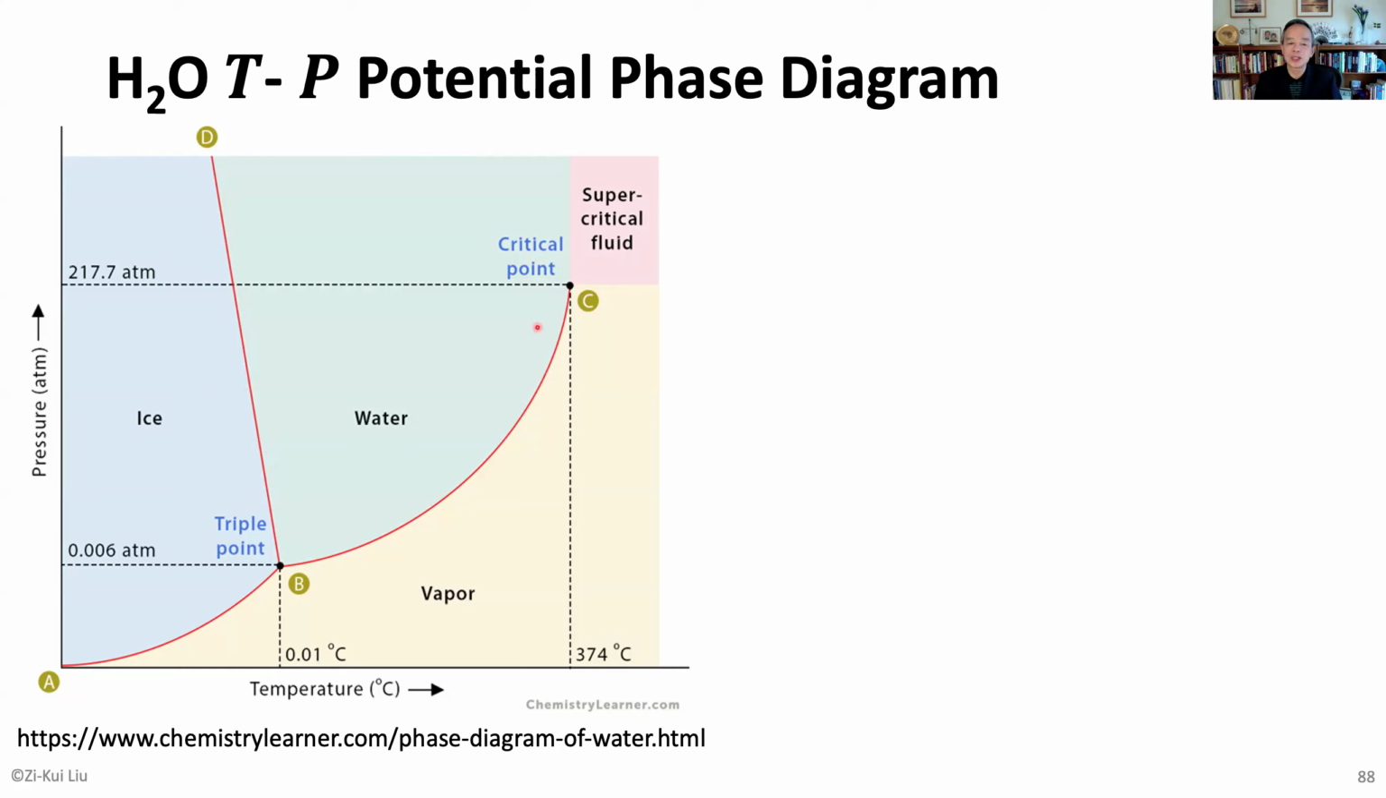Another important feature is the critical point. Critical point means that you have two separate homogeneous phases, water and vapor. If you move the pressure above 217.7 atmospheres and temperature above 374 degrees C, they become one phase. They merge together into one phase. The properties cannot be differentiated anymore.